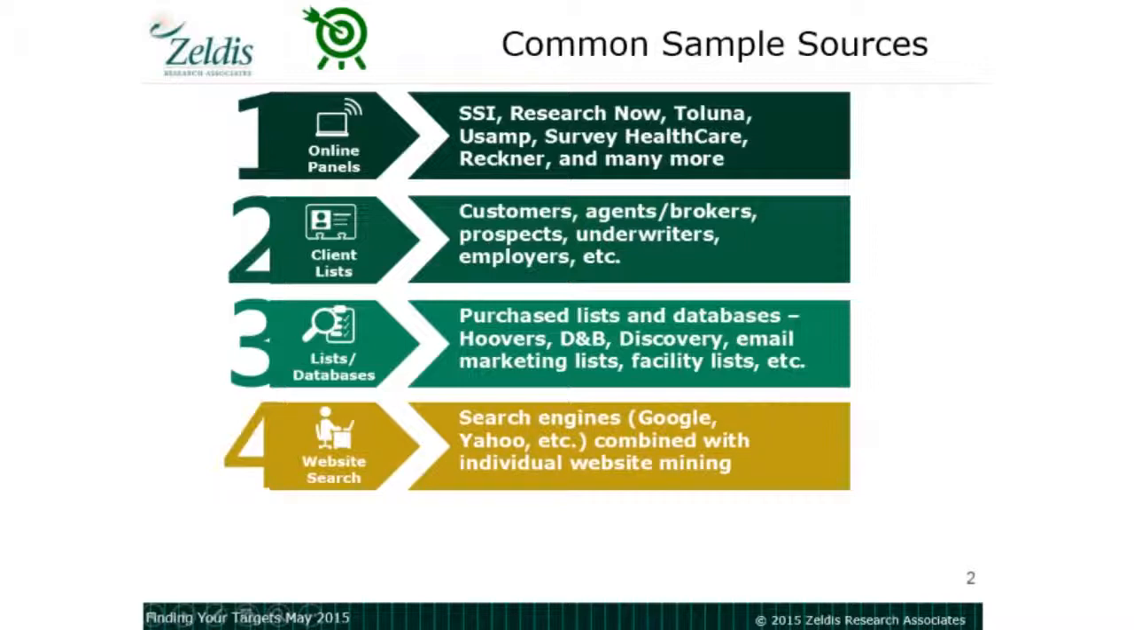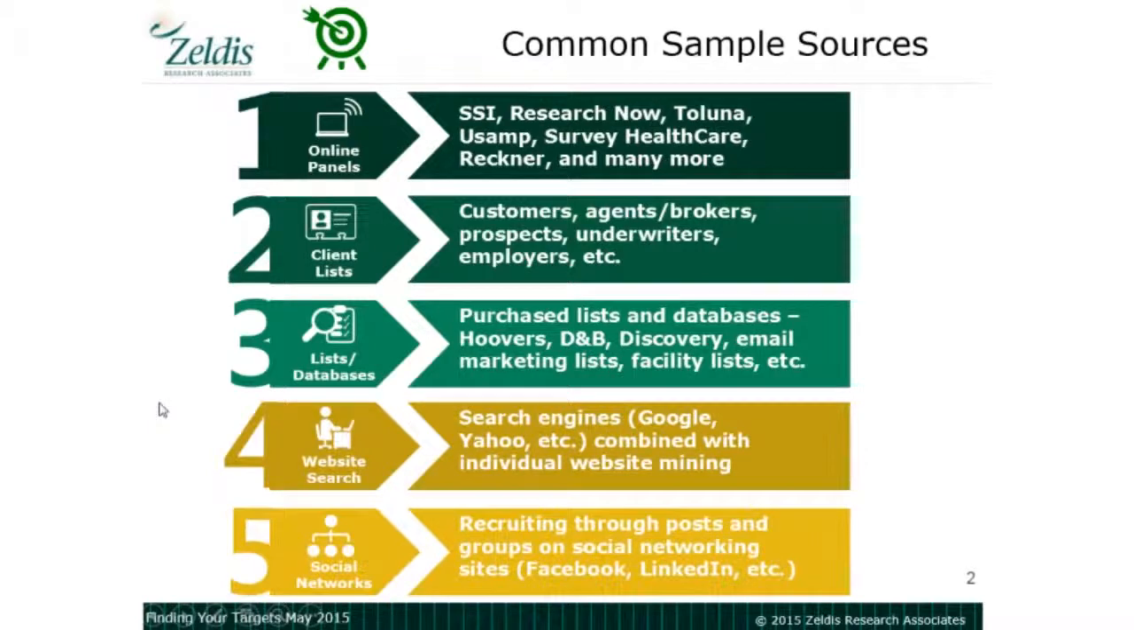We also do website searches, which is exactly what it sounds like. We'll go on Google and type something in for the type of population that we're looking for. We will even go to individual company websites to source our samples sometimes. And then finally, we've used social networks where we've posted on things like Facebook or LinkedIn or joined groups on these various social networking sites to try and build our sample that way.